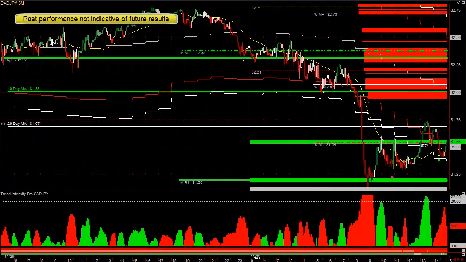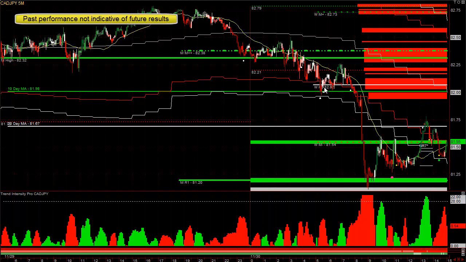Here's the CAD yen. The daily trend's down, the weekly trend's down, the monthly trend's slightly up, so this makes it a little bit more difficult. I focus mainly on the weekly trend, which is down. Price is underneath the hourly. You got major support right here, previous day's low right here, lots of support underneath here.